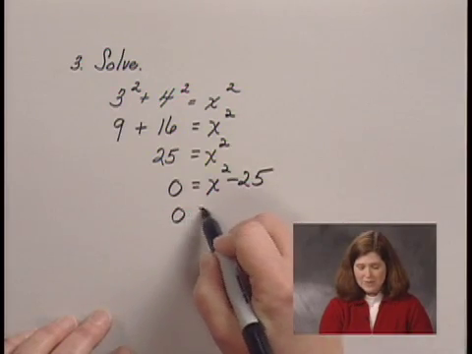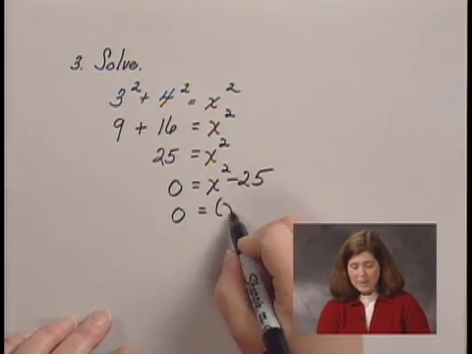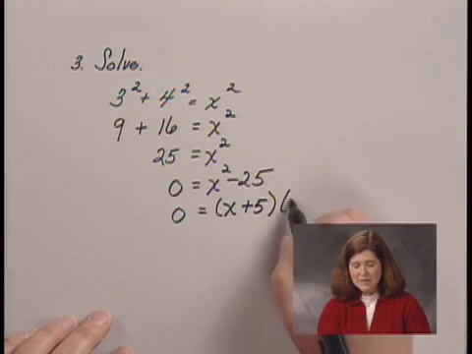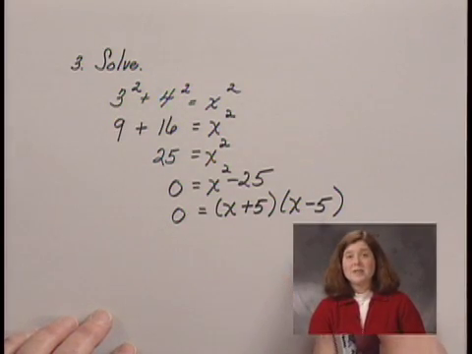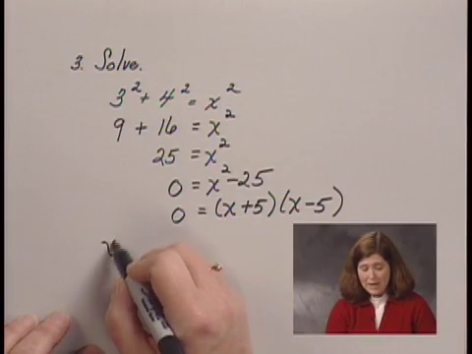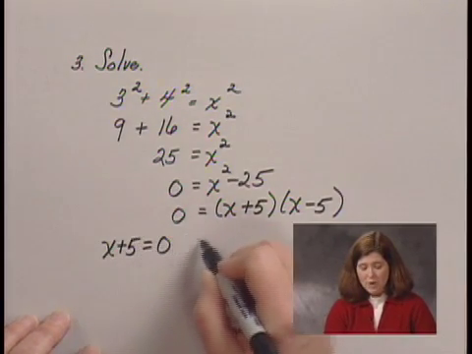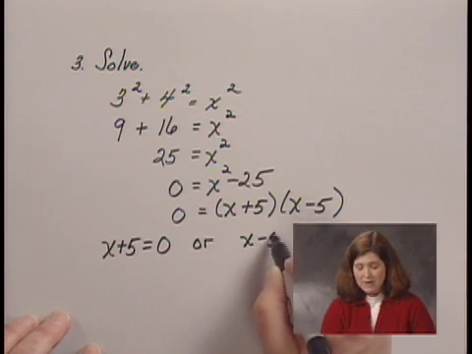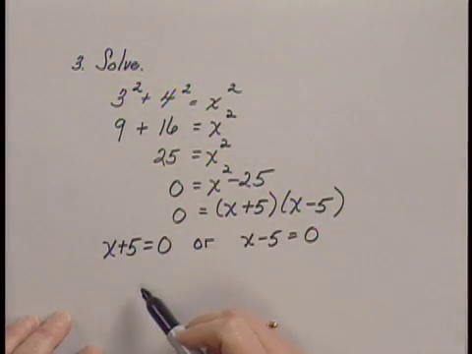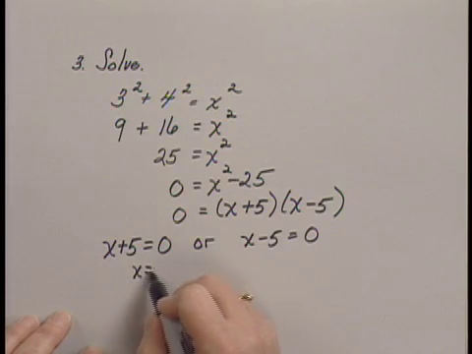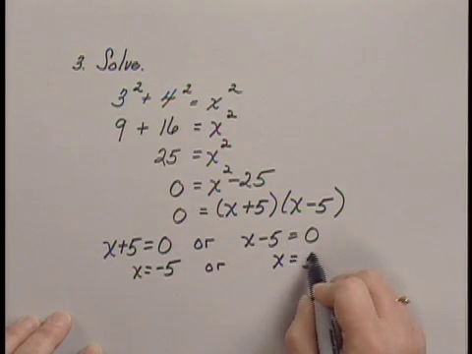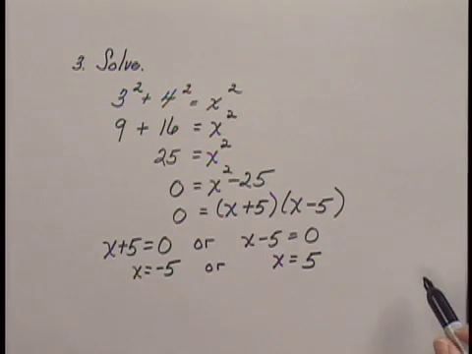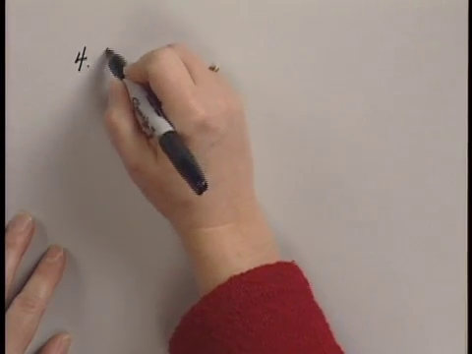And we factor and get, since this is a difference of squares, 0 equals x plus 5 times x minus 5. Now we have a product that's equal to 0. Since the product is equal to 0, we know that either x plus 5 has to be equal to 0, or x minus 5 has to be equal to 0. We solve each of these separately. Here we have x equals negative 5, or over here we have x equals 5. We have two possible answers, so we move to our next step, step 4, which is to check the answer.